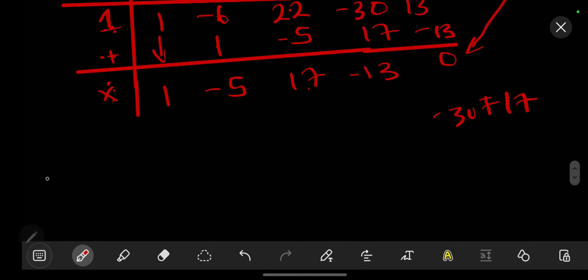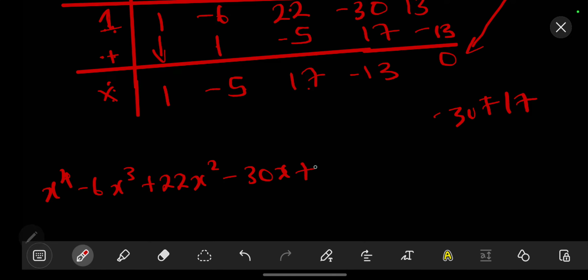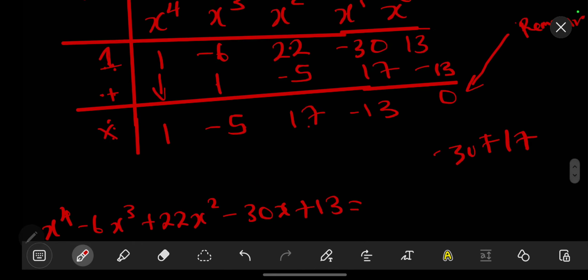So that means for the equation that was equivalent to x to the power of 4 minus 6x to the power of 3 plus 22x to the power 2 minus 30x plus 13 should be equal to, we are going to have our x. So if x is equal to 1, it means when we take it to this side, it will be x minus 1 should be equal to 0. So we are going to say x minus 1, then we have times.